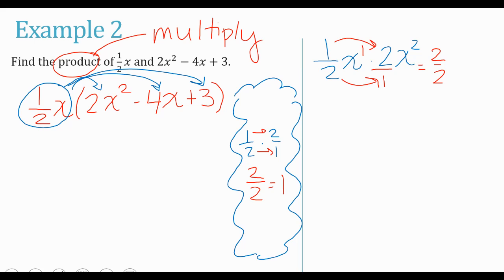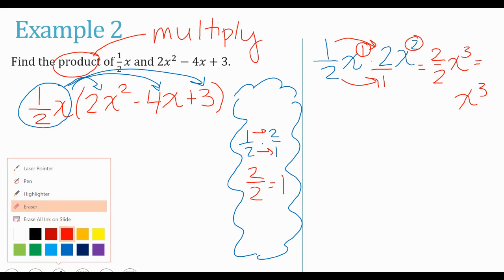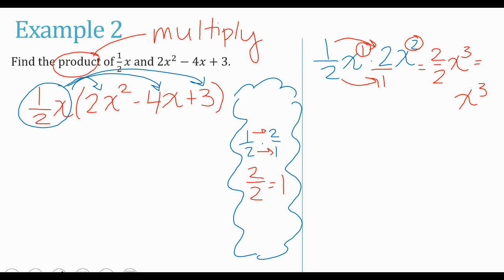Now don't forget to add your exponents for the x. That gives us x to the third, which is just going to give us x to the third. We know that there's that invisible 1 there, but we don't really need that. And on the Regents, they're not going to put it in that form. Okay, so 1/2 times 2 gave us 2 over 2, which is 1. And then we added the exponents of the x's here, and that gave us 3.